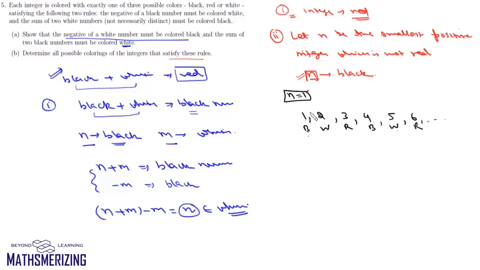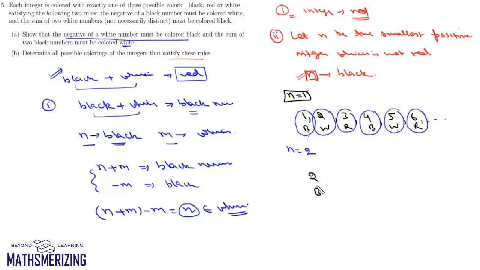So from here we can see that all the numbers which are of the form 3k plus 1 will be colored black. All the numbers of the form 3k plus 2 will be colored white. And all the numbers which are multiples of 3 will be colored red. Now what if we take n as 2? That is, now 2 is the smallest number which is black.